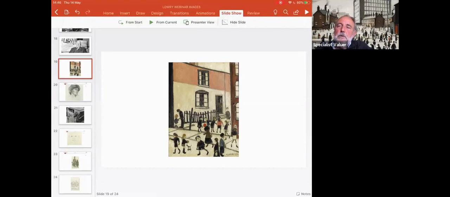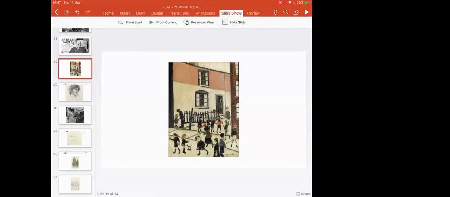So the more it looks like Lowry, the more people, the more dogs, the more buildings, and the more other things it has, the more valuable it is. But it seems to me that he's one of those artists who has almost bypassed taste or trends, because he is so unique.